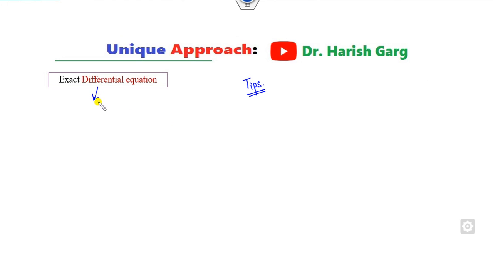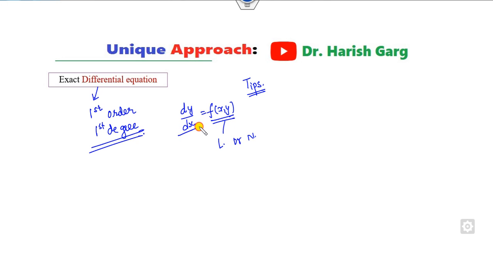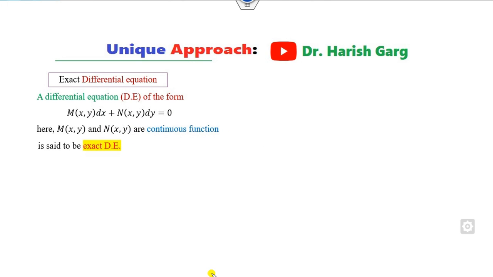First of all, make sure whenever we are talking about the exact differential equation, we always discuss the first order and the first degree differential equation. That means we can say dy over dx must be f of x, y, and this can be either linear or non-linear, that is no problem, but the power of dy over dx should be 1 and the derivative should be single. So any differential equation is said to be exact when this condition is satisfied.